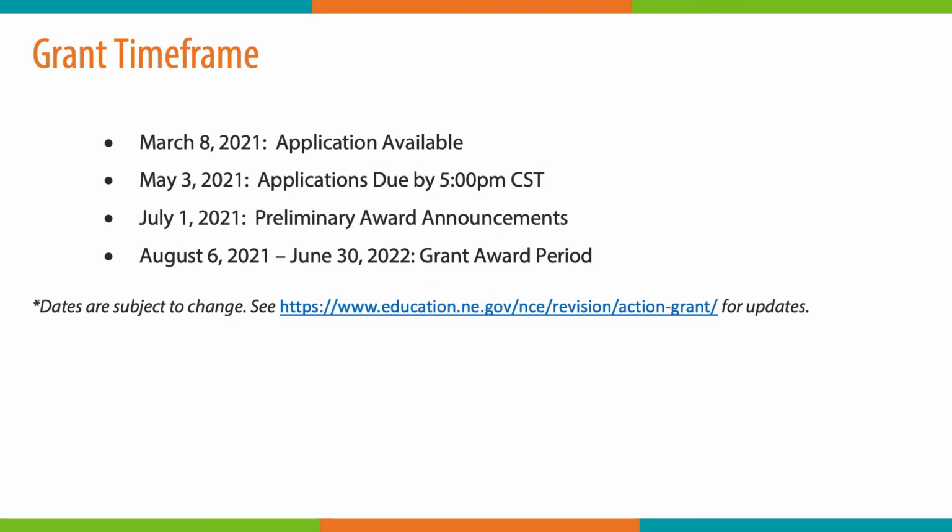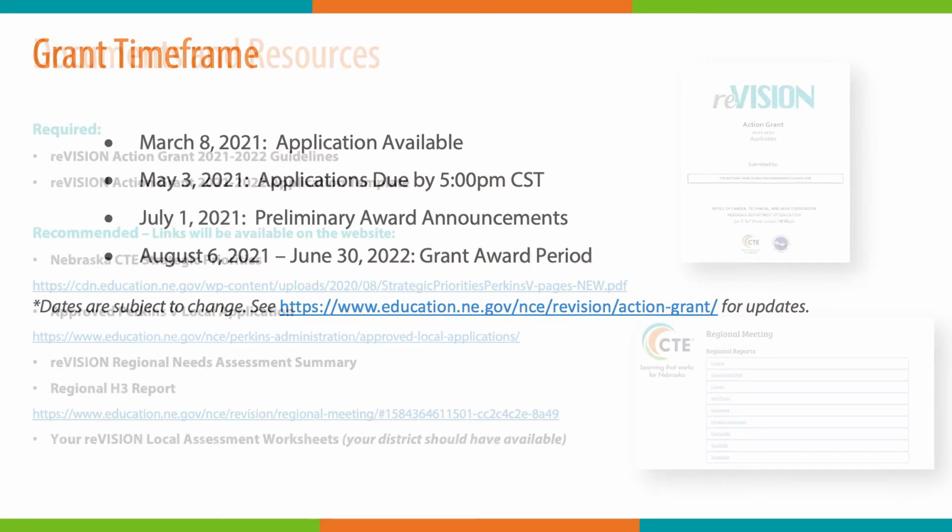Applications open March 8 of 2021. The applications will be due by 5 p.m. Central Standard Time on May 3rd. Preliminary award announcements will be made on or before July 1st, 2021, and the grant award period for spending funds will be August 6th, 2021 through June 30th, 2022.